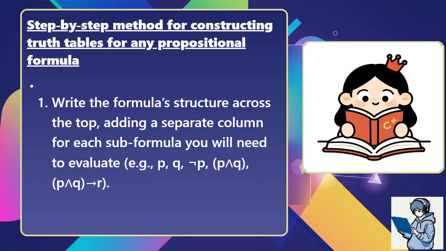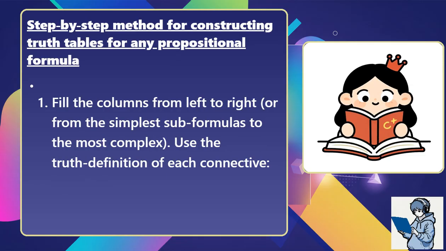Write the formula's structure across the top, adding a separate column for each subformula you will need to evaluate. For example, P, Q, not P, P and Q implies R. Fill the columns from left to right, or from the simplest subformulas to the most complex. Use the truth definition of each connective.